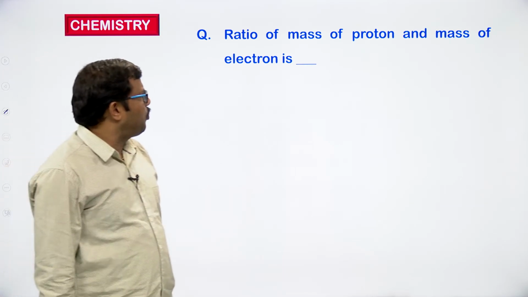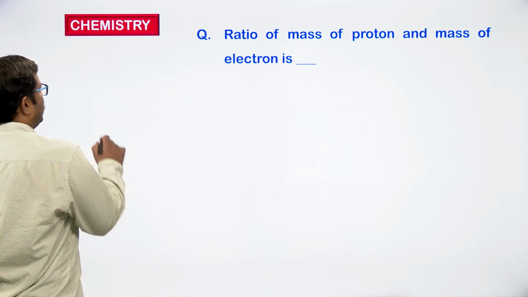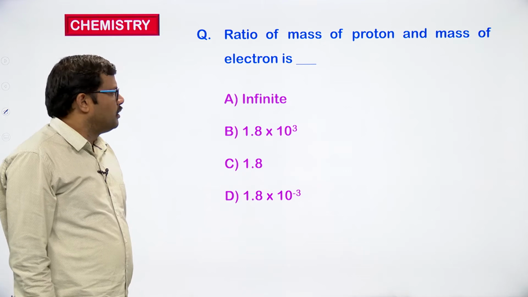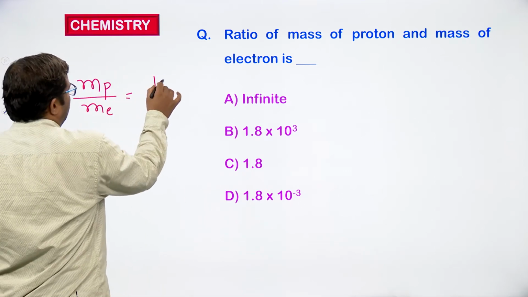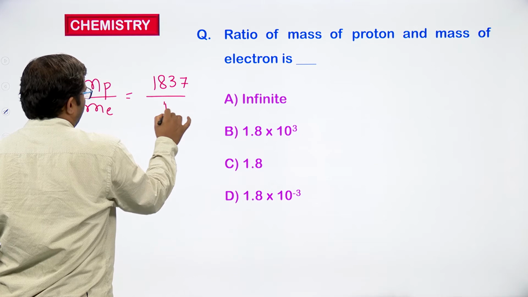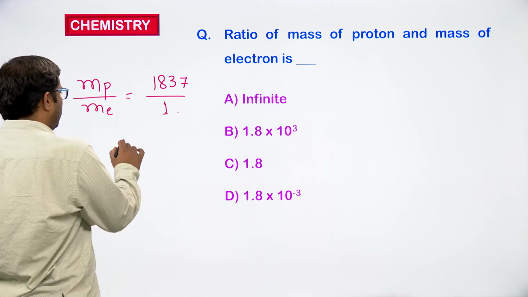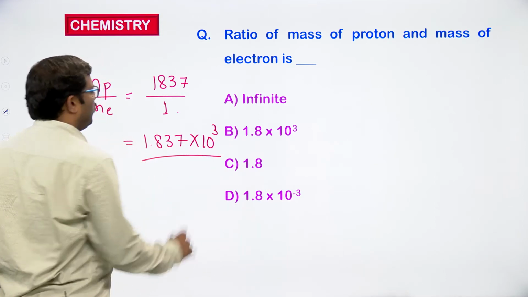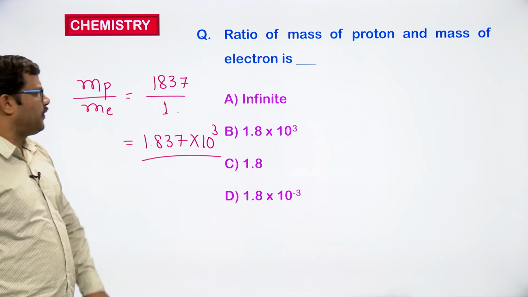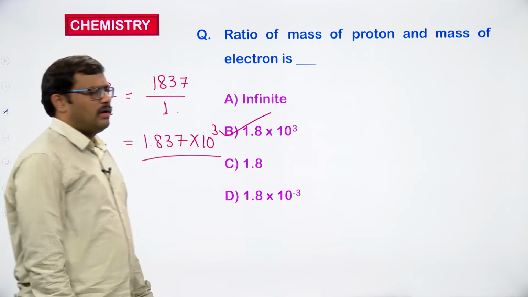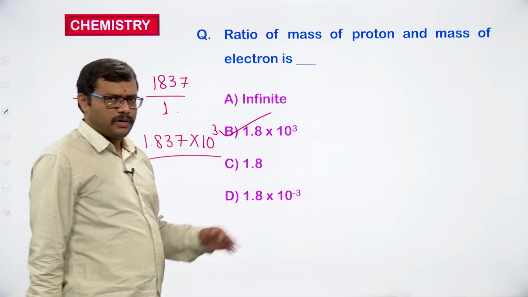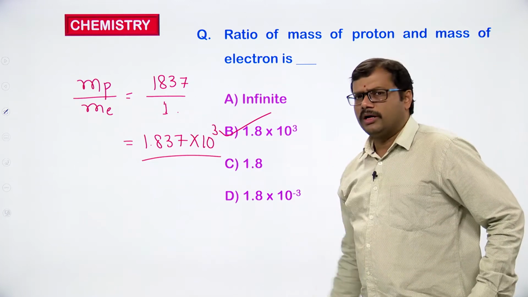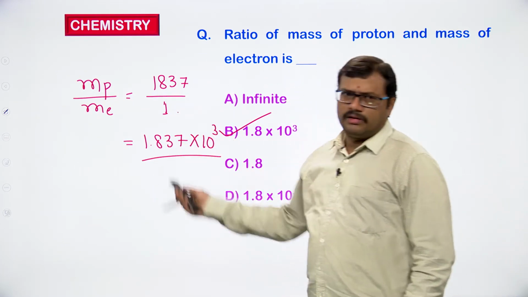The ratio of mass of proton and mass of electron is, as we have just done, 1837 by 1, or you can take it as 1.837 into 10 to the power of 3. So it will be 1.8 into 10 to the power of 3. So option B is the correct option. In the previous one we have already done this ratio: mass of proton to mass of electron is 1837 by 1.